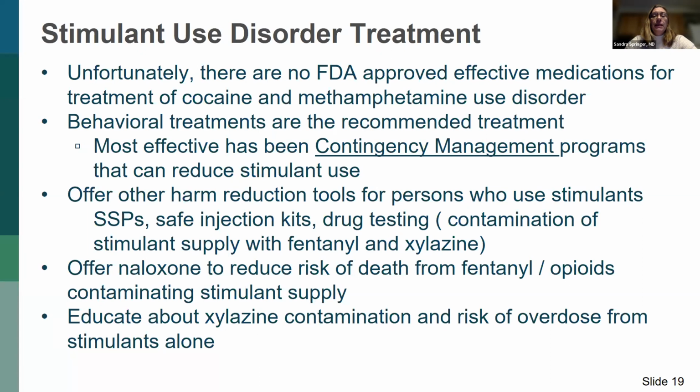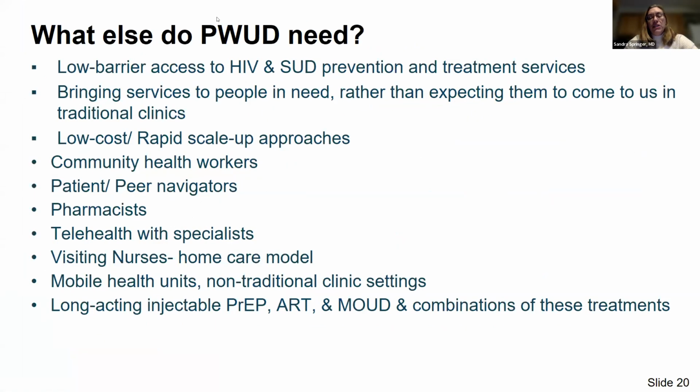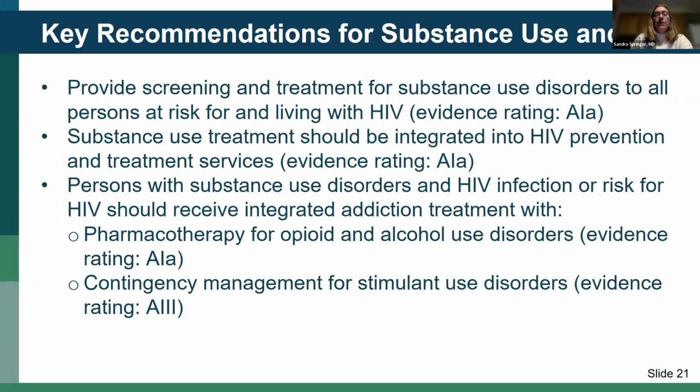Next slide, please. I think the other things that we wanted to just identify too, and it's in the recommendations, is that people who use drugs have a lot of other needs. There's a lot of stigma related to not only HIV, as we know, but also substance use, and many have been involved in the criminal legal system. So providing low barrier access to services, understanding what their needs are. They may need transportation to the clinic. They may need peer patient navigators to help them, or considering bringing services to them where they may be homeless, may not be able to move. So telehealth, mobile health units, visiting nurses, and also thinking about long-acting injectable combinations that we know could potentially help them. So these are recommendations that are in the guidelines.